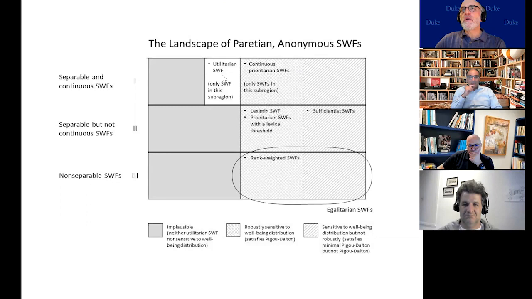So part of the book is to lay bare these axioms and also argue about the axioms by bringing to play the philosophy, right? We can map different philosophical positions, utilitarianism, prioritarianism. There's something in philosophy called sufficientism, leximin, which goes back to Rawls. These can be mapped onto different locations in axiomatic space.